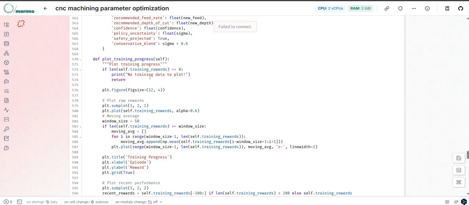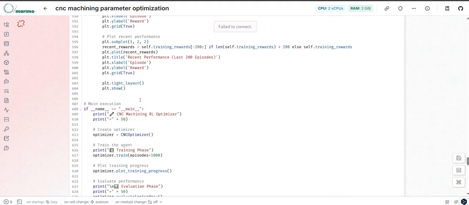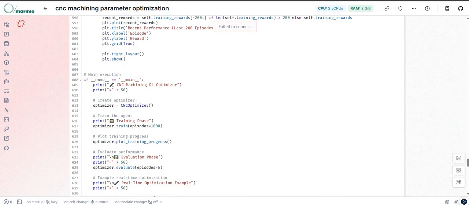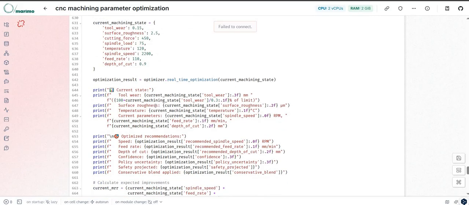And for visualization, we have some functions you can see. At main execution, if name main, we create the CNC machine RL optimizer and the optimizer, and other things. And I want to look at our outputs now.